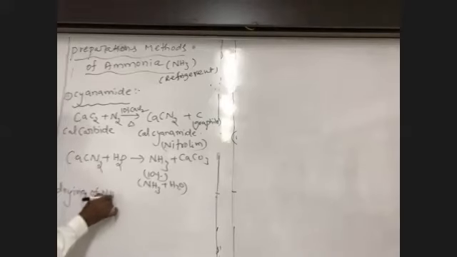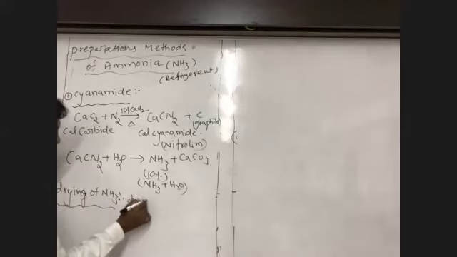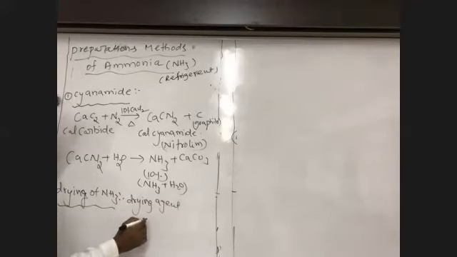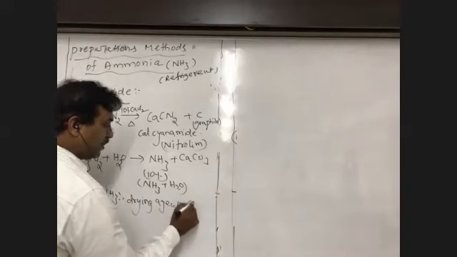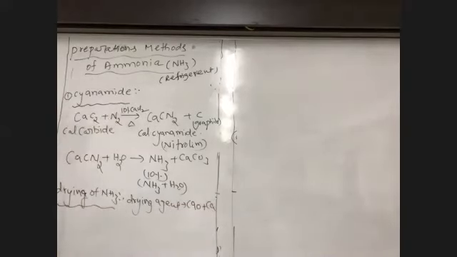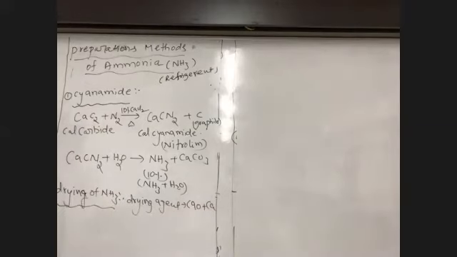Here, the reagent used for removal of water is known as the drying agent. The drying agent for ammonia is which one? A mixture of calcium oxide, CaO, plus calcium is used for removal of water molecules in ammonia.